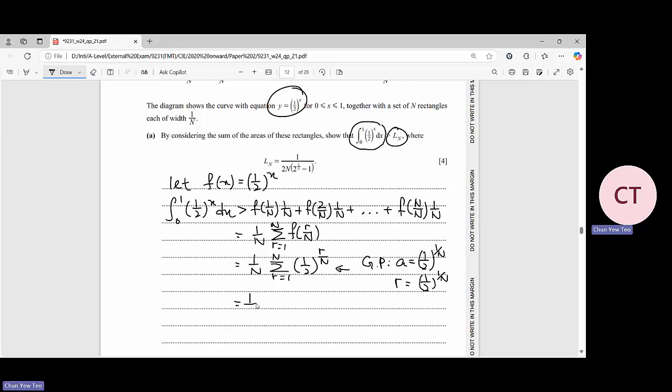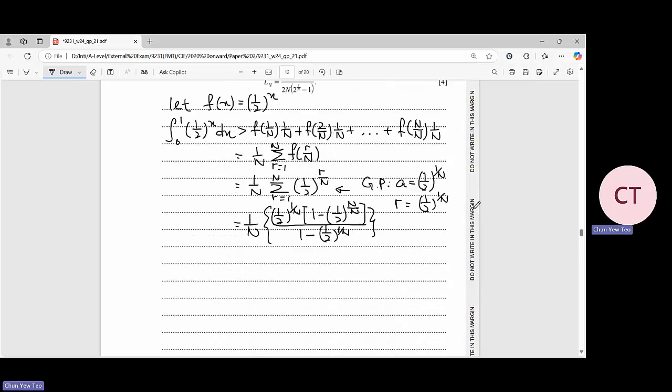So the formula over here will be 1 over n, a, then 1 minus r to the power n of it. Okay, so it will be n over n. Then inside here, the denominator will be half power 1 over n. Okay, power 1 over n, sorry. Okay, so this will be the expression.